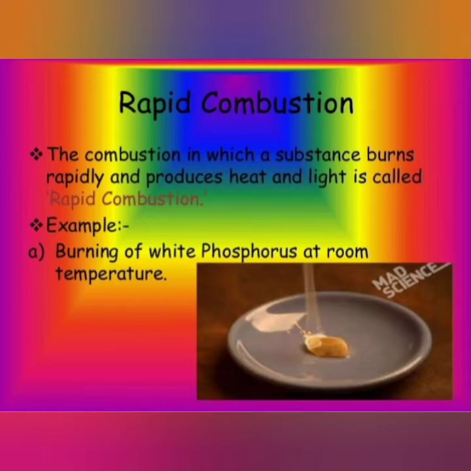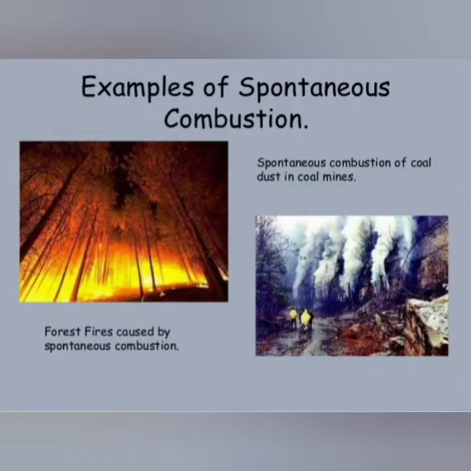And coming to the second type, that is the spontaneous combustion. The combustion in which the substance burns on its own without the application of external heat. For example, white phosphorus undergoes spontaneous combustion when the room temperature is already 35 degrees Celsius, because that is the ignition temperature of white phosphorus. Forest fire is also an example of spontaneous combustion. Forest fires are caused sometimes due to the heat of the sun or lightning. So these are the types of spontaneous combustion.